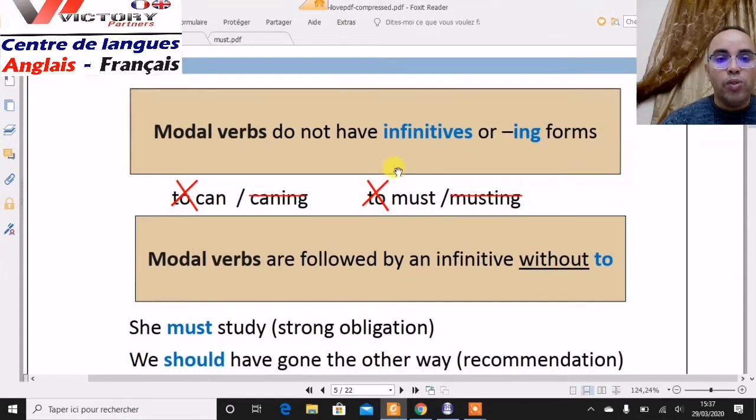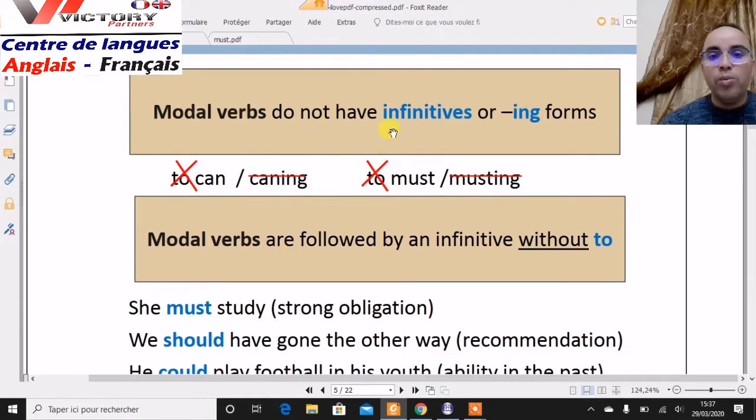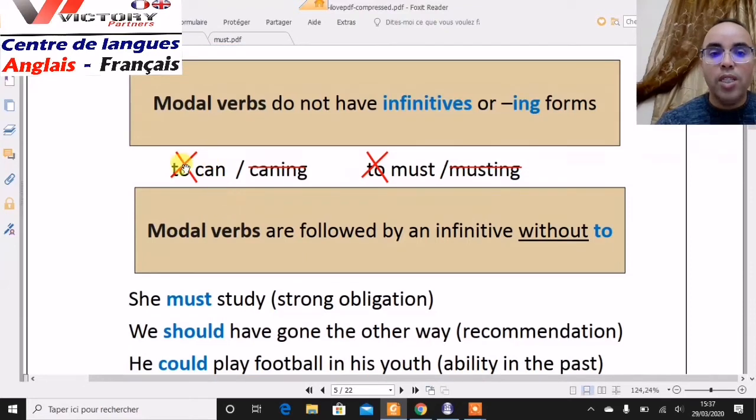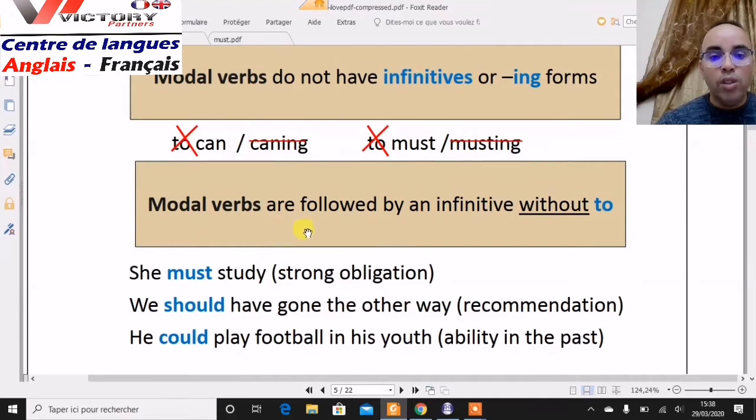Let's move to talk about the form of modal verbs. Modal verbs do not have infinitives or ing forms. For example, when we are talking about can, we can't say to can or canning. Must, we can't say to must or musting. So they don't have infinitive, no ing. Modal verbs are followed by an infinitive without to. It means they are followed by the bare infinitive. Example: she must study. We can't say she must to study. No, just she must study.